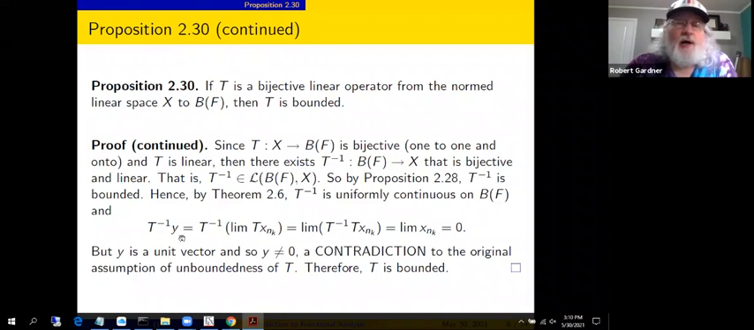So T inverse of Y, which we introduced on the previous slide, is T inverse of the limit of that subsequence T of X sub n sub K. That's what Y was by definition. We know T inverse is uniformly continuous, so we can bring that limit outside of the T inverse transformation. That's where the uniform continuity is used. That gives us T inverse of T, bijections, so we can ignore that part, and we get the limit of X sub n sub K.